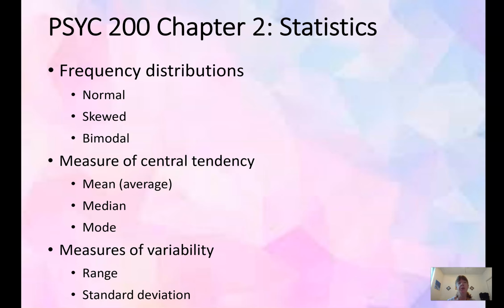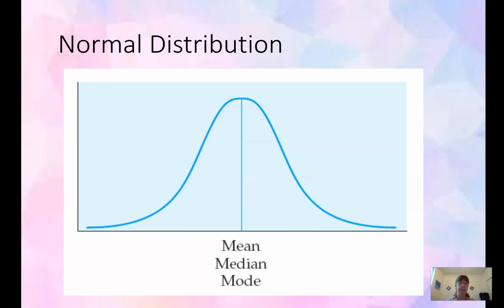A frequency distribution is essentially a picture of your data. When a scientist goes out and collects data, often one of the first things they'll do is look at the frequency distribution just to get a general idea of where everybody is. This is a picture of a frequency distribution.